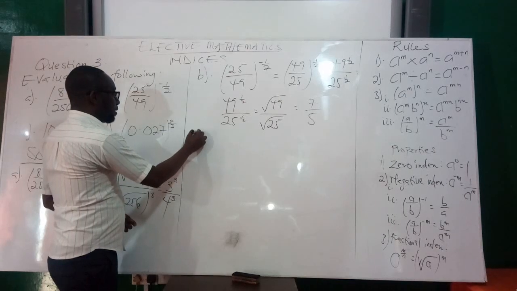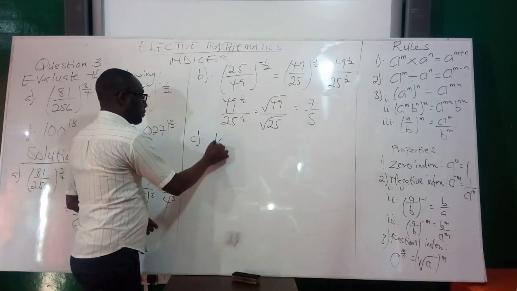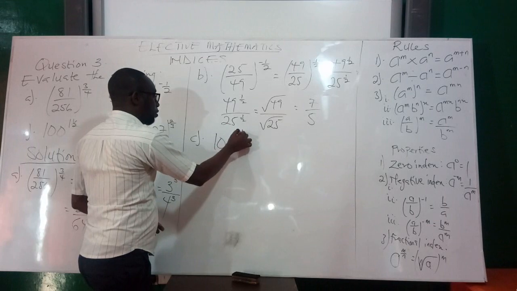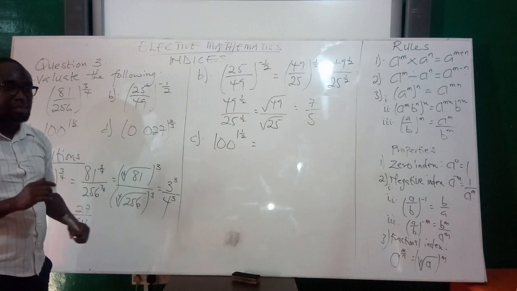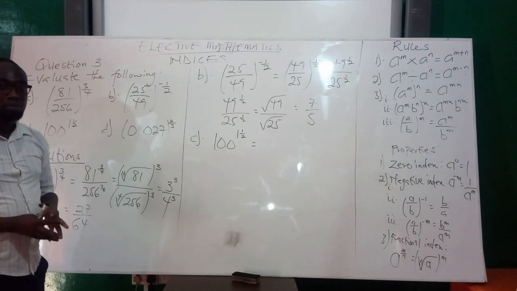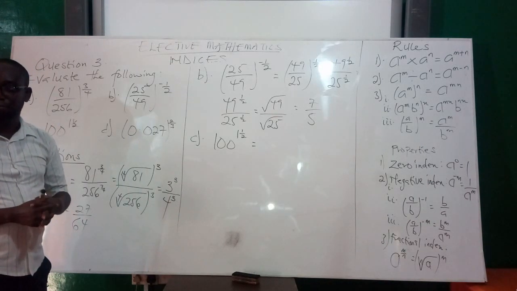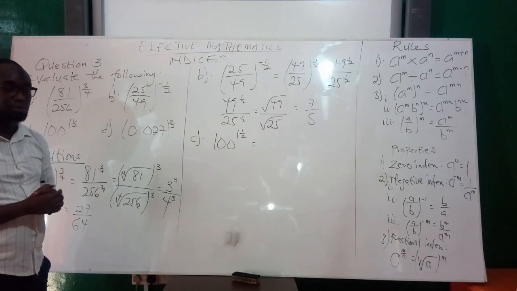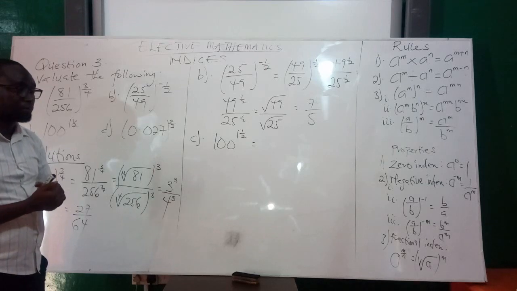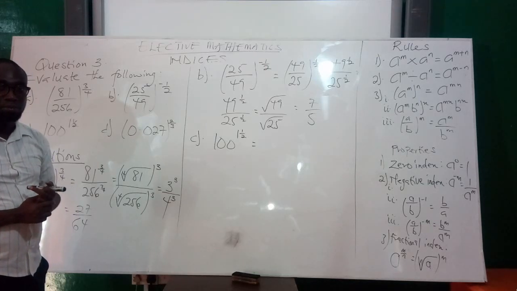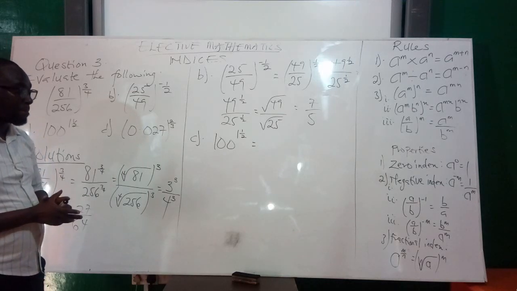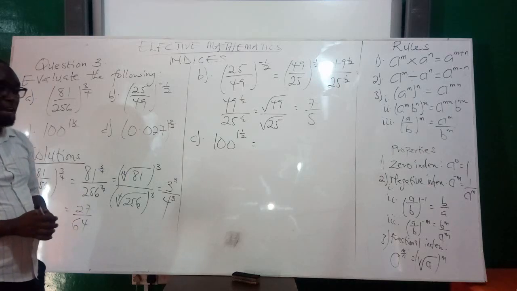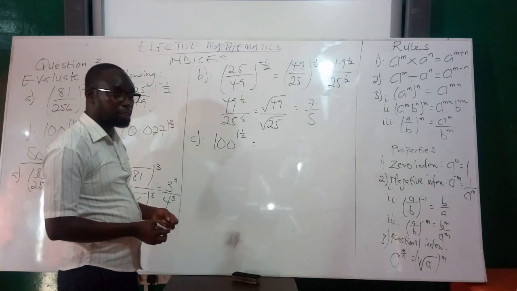Okay, let's look at example C. 100 exponent 1 whole number 1 on 2. For this question, I'm giving you 15 seconds to solve it for me. Your time starts now. About 15 seconds. Okay, so your time is up. Let's look at the solution.